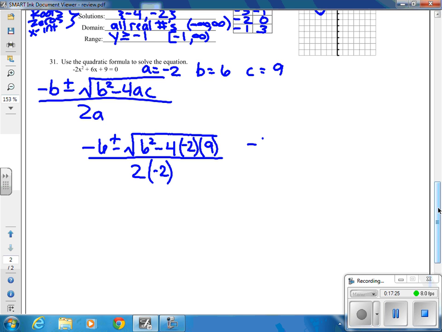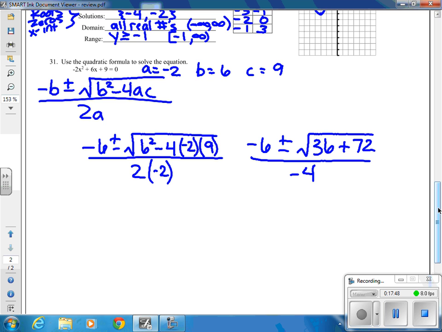Right, so we're going to leave -6 alone on the outside, keep the plus or minus sign, and then under the radical sign, I'm going to clean it up a little bit. Exponents have to go first, so 6 squared is 36, and then I have a -4 and a -2. That creates a positive. 4 times 2 is 8, 8 times 9 is 72. All right, so there's my new numbers underneath the radical. And then on the bottom, I can go ahead and clean up the bottom. 2 times -2 is going to be -4.